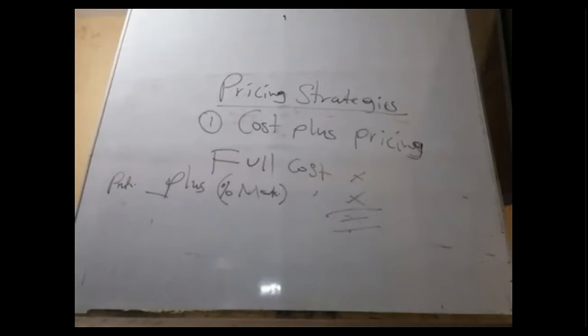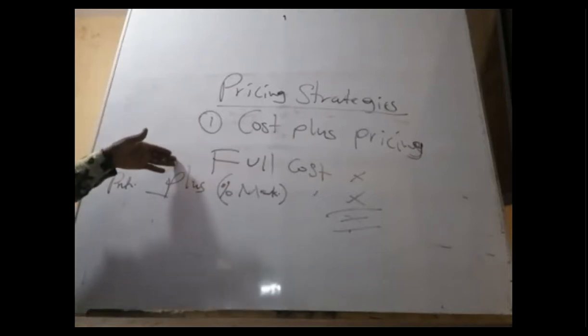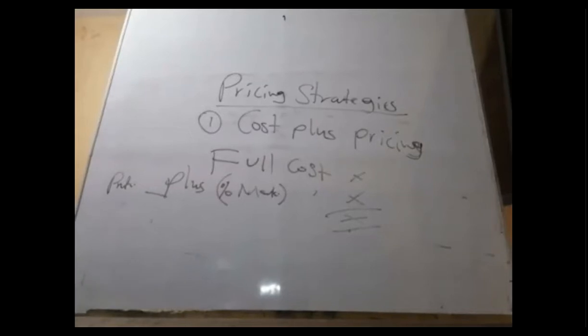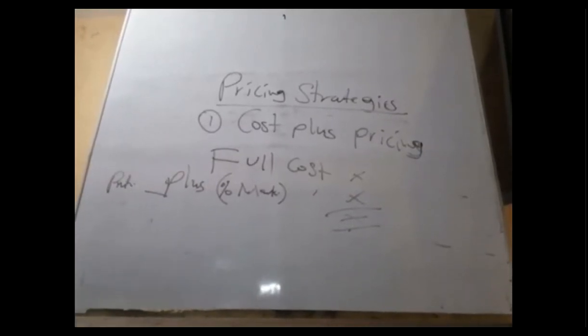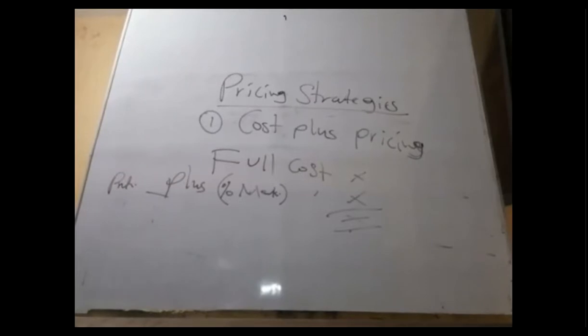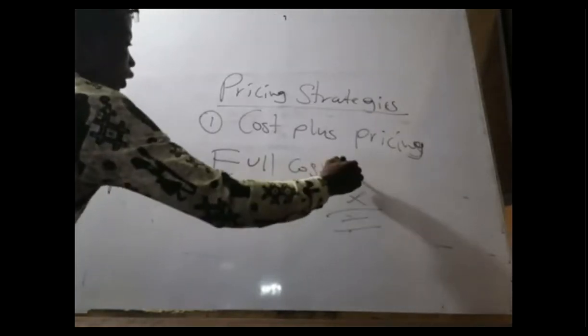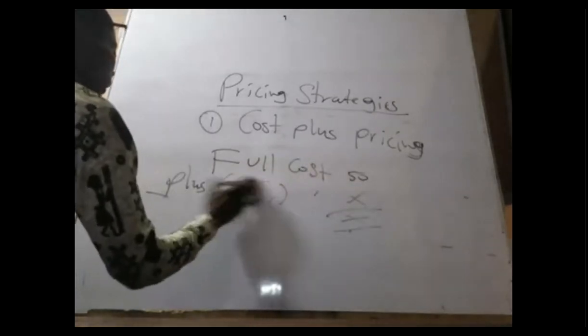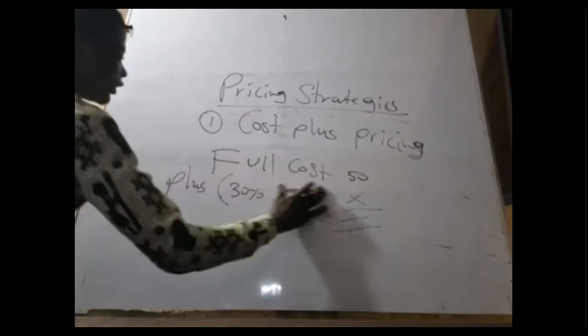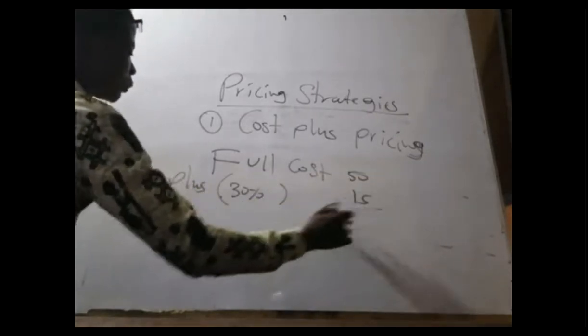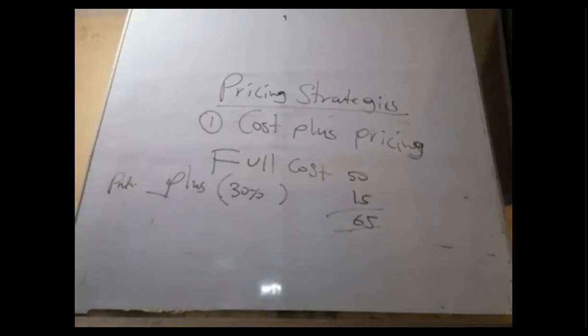And now you know how to find the full cost, right? The full cost, we add direct material, direct labor, direct expenses. You get a total cost of production, then add your markup straight on it. Let's give an example. Okay, the full cost is 50, and the markup is, let's say, 30%. 30% of 50 is 15, so the selling price becomes 65. That is all.